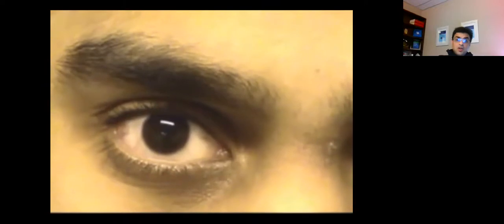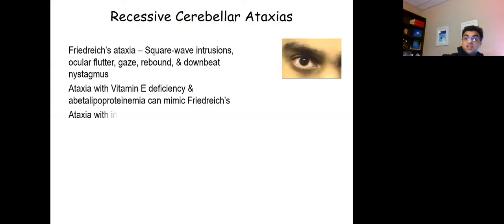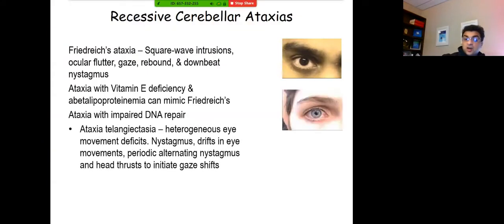Ataxia with vitamin E deficiency and abetalipoproteinemia can also mimic Friedreich's. Ataxia with impaired DNA repair, the classic one is ataxia telangiectasia. So in these patients, you see a little telangiectasia, as you can see here.